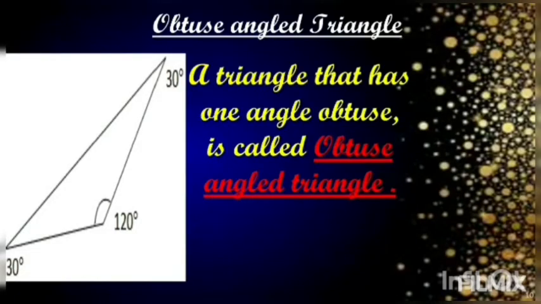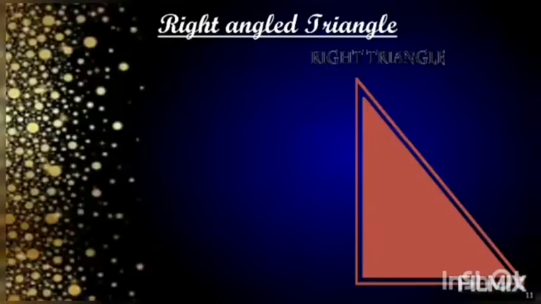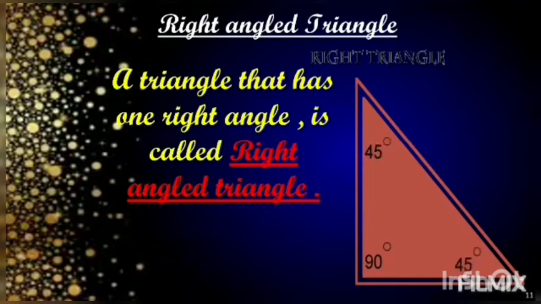Similarly, our next is obtuse angle triangle. A triangle that has one angle obtuse is called an obtuse angle triangle. Please note, we can't have more than one obtuse angle in our triangle. Similarly, our last is right angle triangle. A triangle that has one right angle is called a right angle triangle. That means one of the angles should measure 90 degrees.